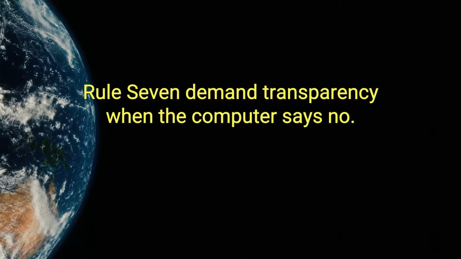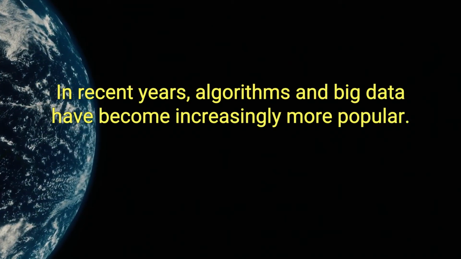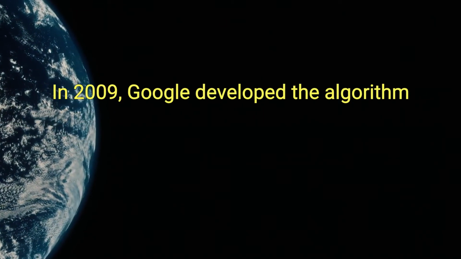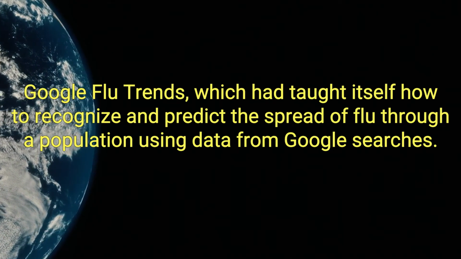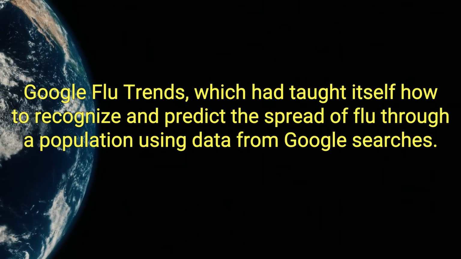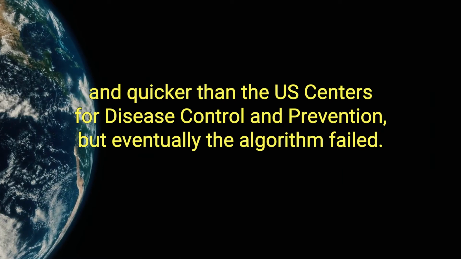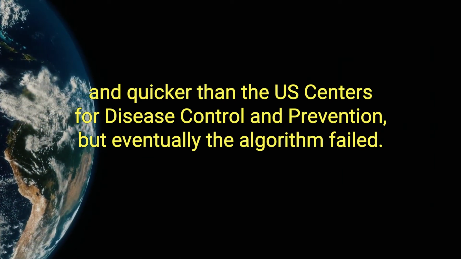Rule 7. Demand transparency when the computer says no. In recent years, algorithms and big data have become increasingly more popular. In 2009, Google developed the algorithm Google Flu Trends, which had taught itself how to recognize and predict the spread of flu through a population using data from Google searches. For a while, Google Flu Trends was more accurate and quicker than the U.S. Centers for Disease Control and Prevention, CDC. But eventually, the algorithm failed.